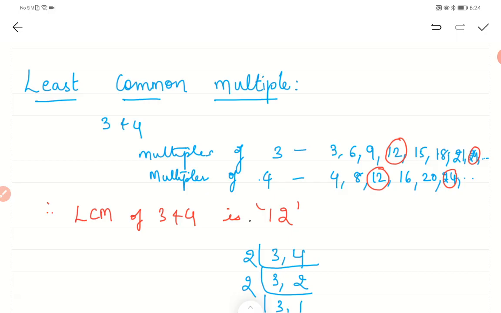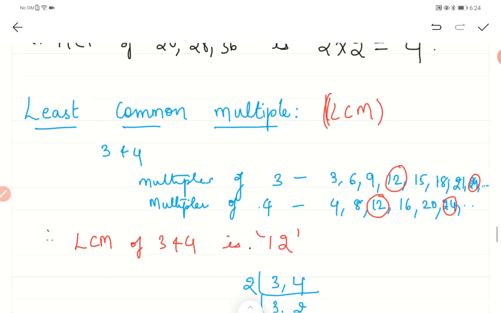Today will be the last video of your chapter 3. Okay, so now we need to discuss LCM. LCM, that is least common multiple. So the short form for least common multiple, we call it LCM.